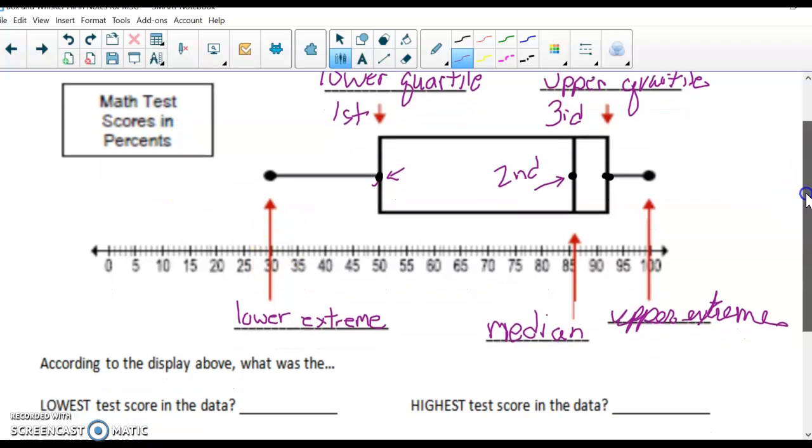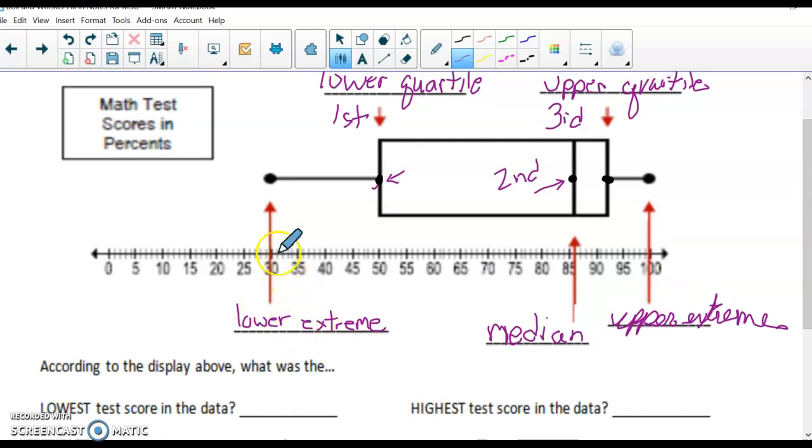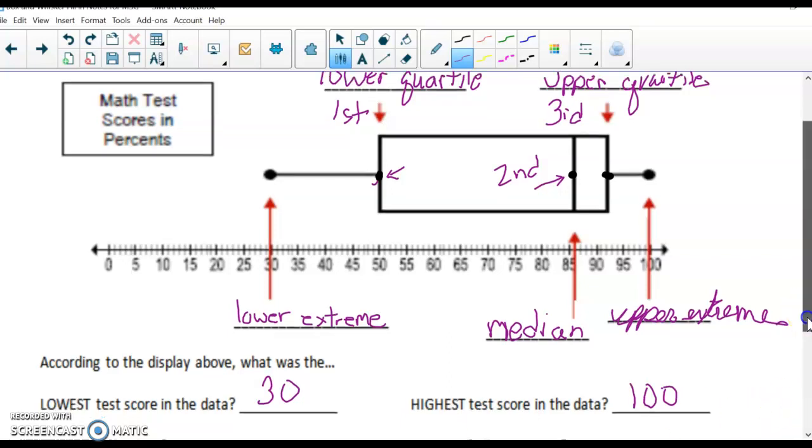Okay, so what was the lowest test score in the data? Well, we're looking at our lower extreme. It's right here. So our lowest test score is, you got it, 30. And then our highest test score in the data was 100. Okay, that's our lower and upper extremes. These are the only 2 numbers that we know specifically. Okay, so let's continue.